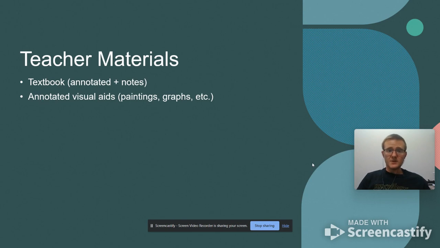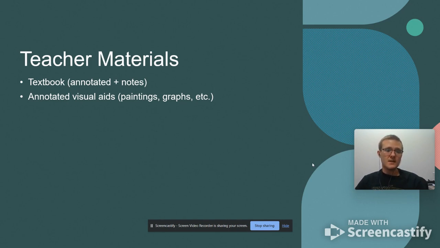For the teacher materials, I would like the teacher to have the textbook. But in addition to the textbook, I would like the teacher to have an annotated version of it and have a lot of notes on it so that whenever the teacher is giving the lesson plan, presenting it to students and explaining directions, or if they're trying to help students, I would like the teacher to have those notes in front of them so that they're not wasting time flipping through pages. They know exactly what they're talking about. They can recollect their content and they really know what they're talking about.